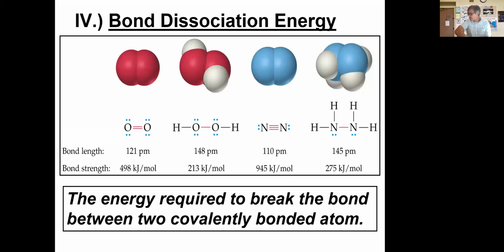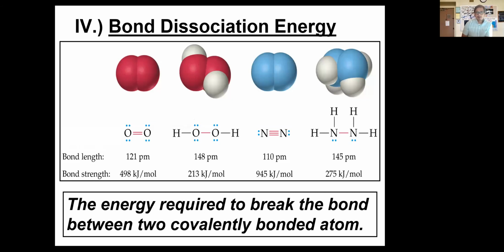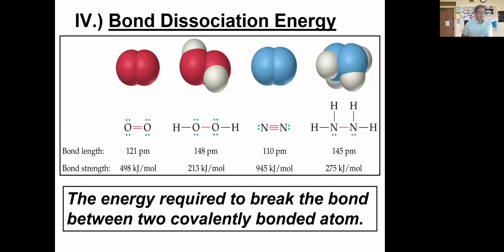If you take a look at the bond energies here, you're going to notice that each type of bond has a different bond energy. Take the oxygen-oxygen double bond versus the oxygen-oxygen single bond. You notice their bond strengths are different. Bond strength is just another way to describe bond energy. The bond energy here is greater, which means it's harder to break this bond. That's why we also refer to it as bond strength.